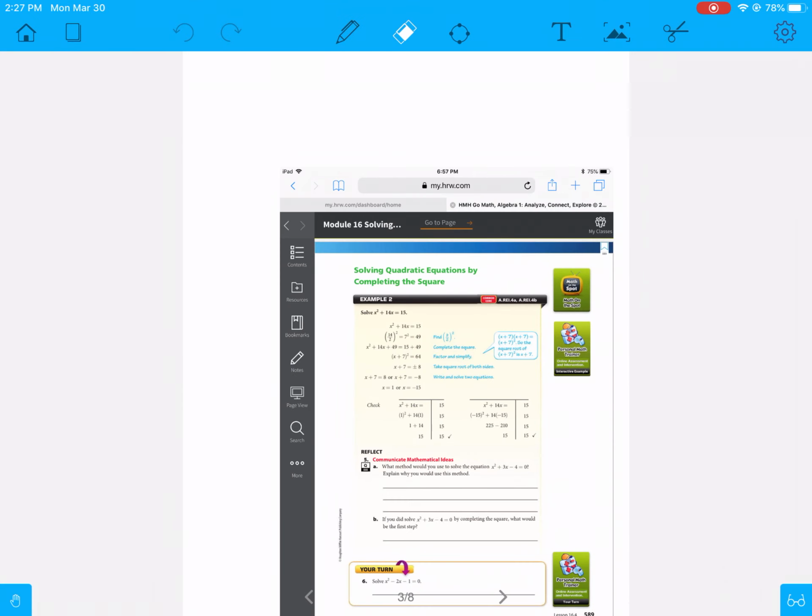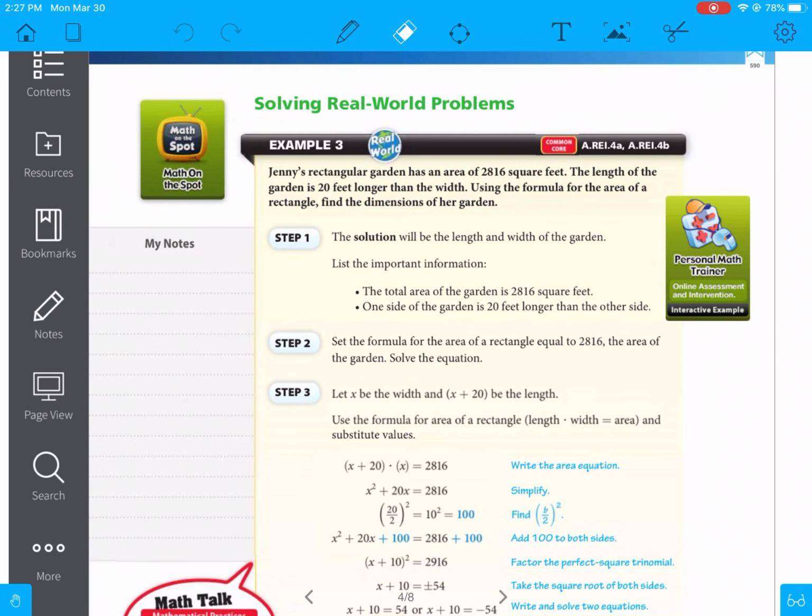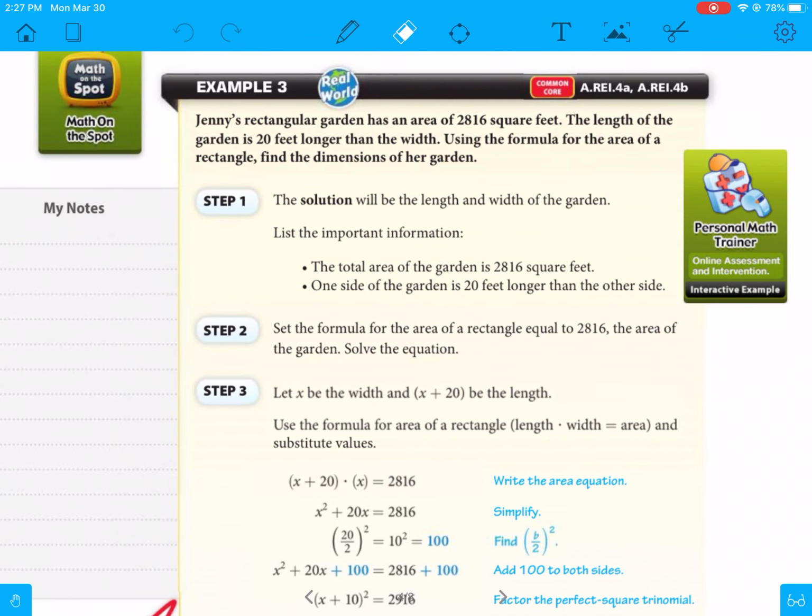Now we just have one more part, which is solving real-world problems. So if we go on to the next one, we have: Jenny's rectangular garden has an area of 2,816 square feet. The length of the garden is 20 feet longer than the width. Use the formula for the area of a rectangle to find the dimensions of her garden.